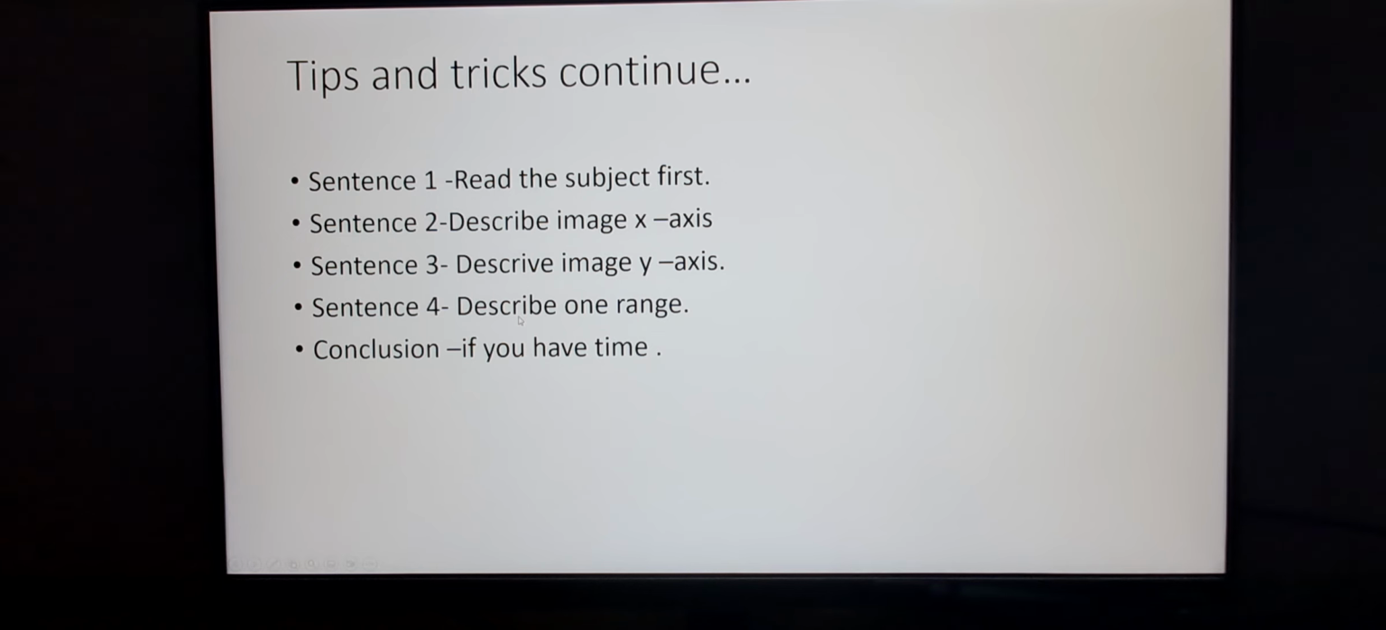Now sentence 4 is describe one range. When I say one range, it is just one particular content from the graph that I'm going to speak about. Now over here people normally make mistakes. They went through various YouTube channels, they went through various online sessions. Some teacher would be telling you need to say things like drastically increasing, significantly increasing, significantly coming down.